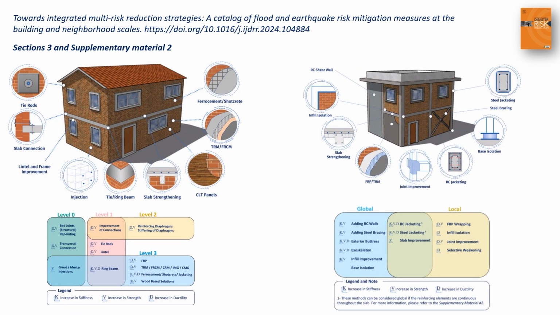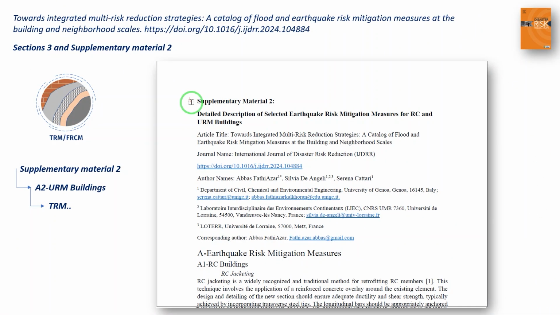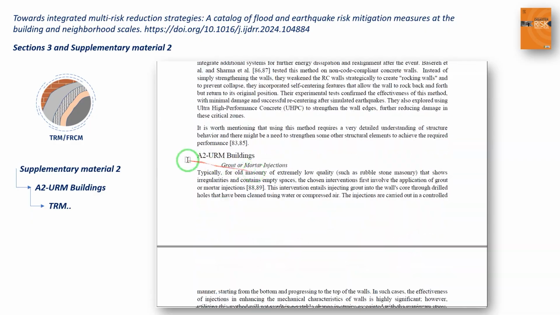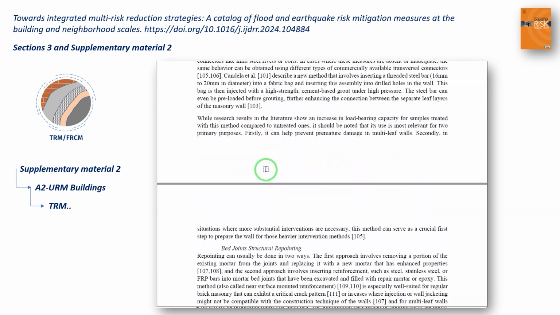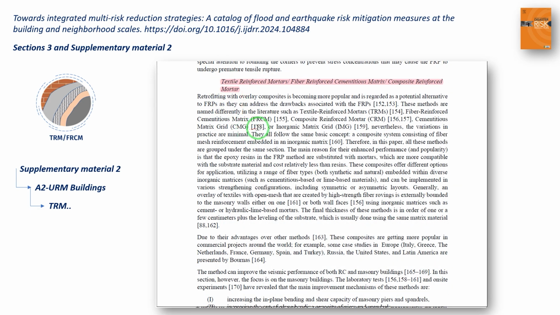In section 3, we presented and categorized the most common seismic intervention methods, both for RC and URM buildings. We also provided more detailed information in supplementary material 2. For instance, if you would like to know more about TRM, you could find explanations in this document and under the URM section, and here it is.